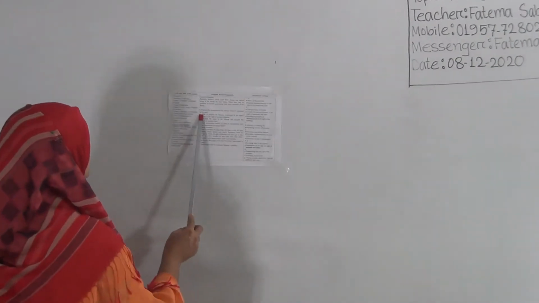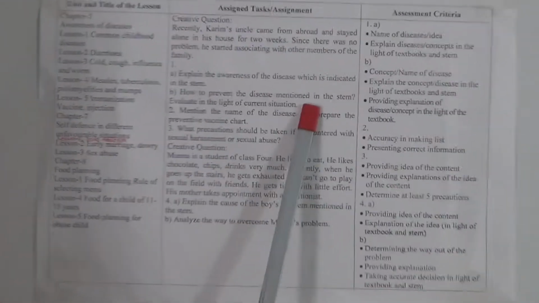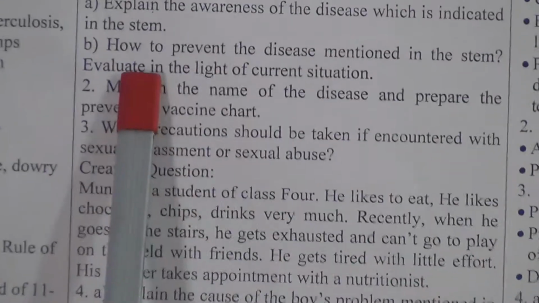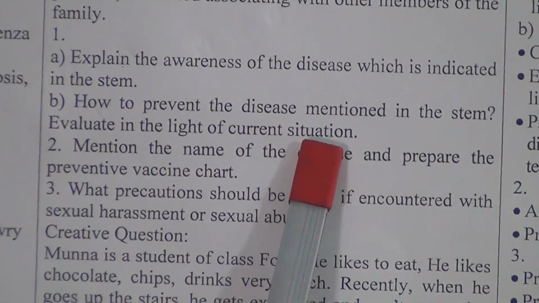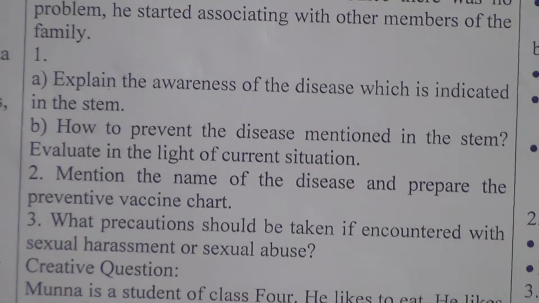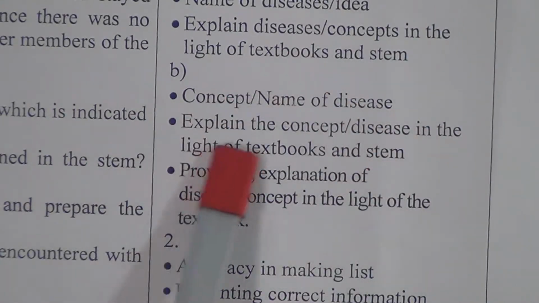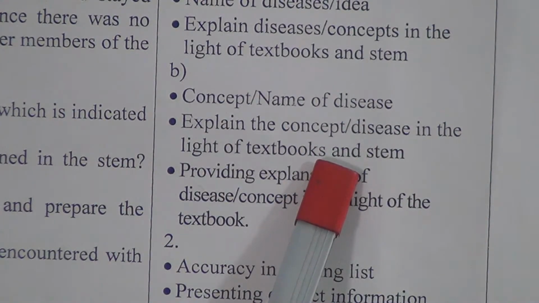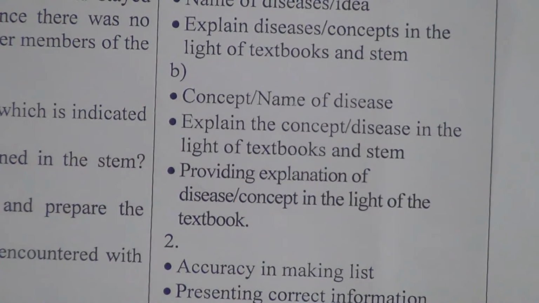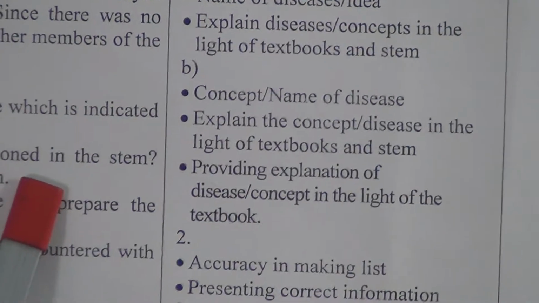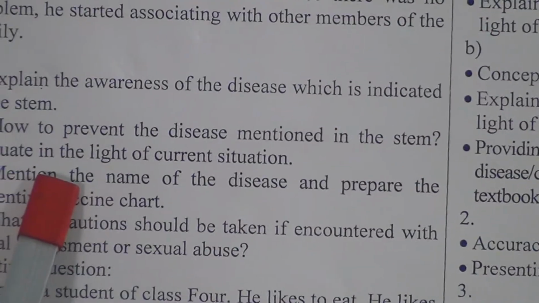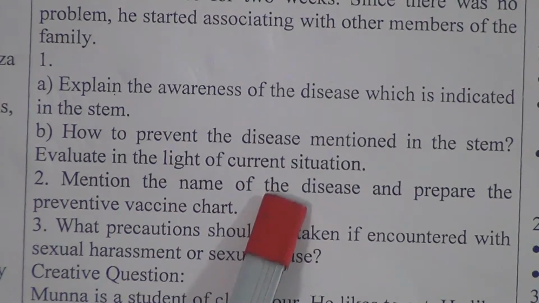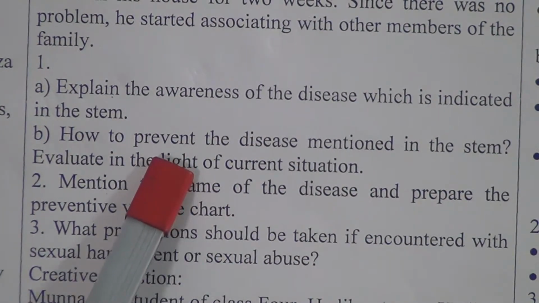Next, question number B. How to prevent the disease mentioned in the stem? Evaluate in the light of the current situation. And the assignment criteria is concept or name of disease. Explain the concept of the disease in the light of the textbook and stem. So we know that this is about COVID-19 and you have to evaluate it. How can you prevent this disease?